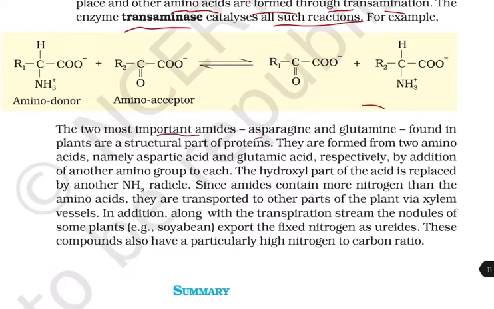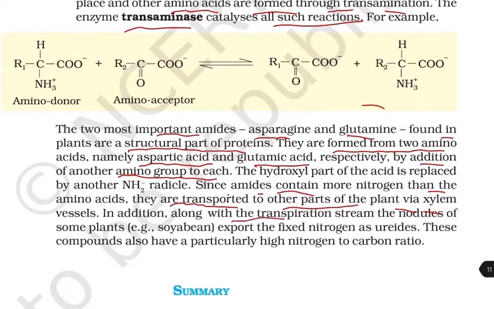The two most important amides found in plants, asparagine and glutamine, are structural parts of proteins. They are formed from the two amino acids, namely aspartic acid and glutamic acid respectively, by the addition of another amino group to each. The hydroxyl part of the acid is replaced by another NH2 radical, and since amides contain more nitrogen than the amino acids, they are transported to the other parts of the plant via xylem vessels.